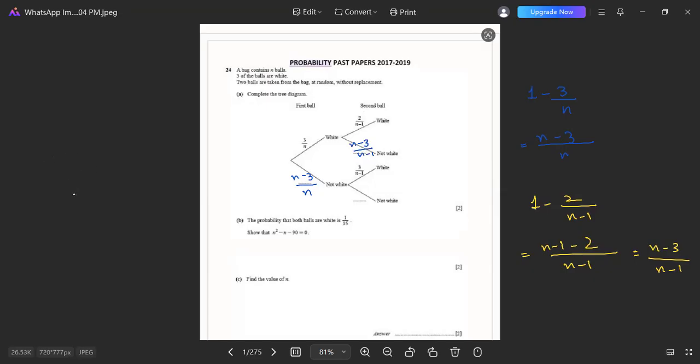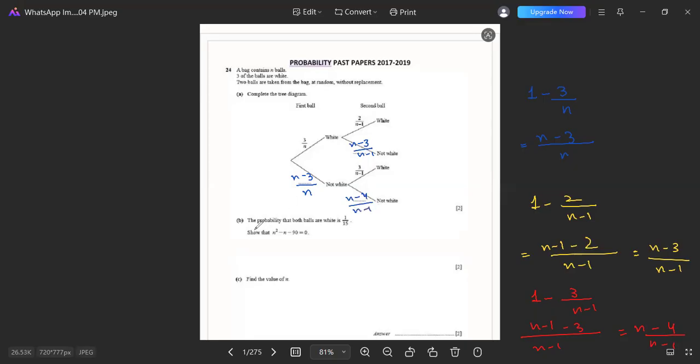Similar to this one, we have the not white probability over here, but the white probability this time they gave as 3 over n minus 1. So 1 minus 3 over n minus 1. Again, we are going to subtract it from 1, repeating the similar process, and here we are getting n minus 4 over n minus 1. After that, we simply write this down: n minus 4 over n minus 1.